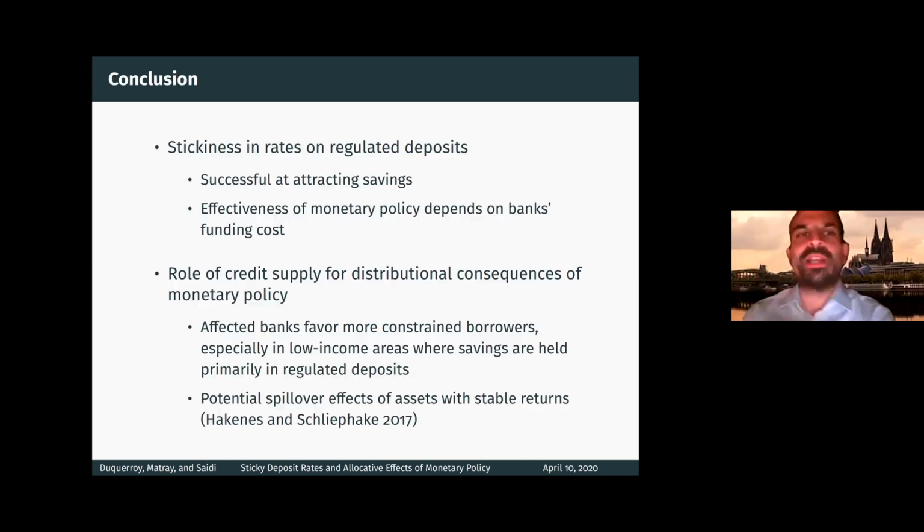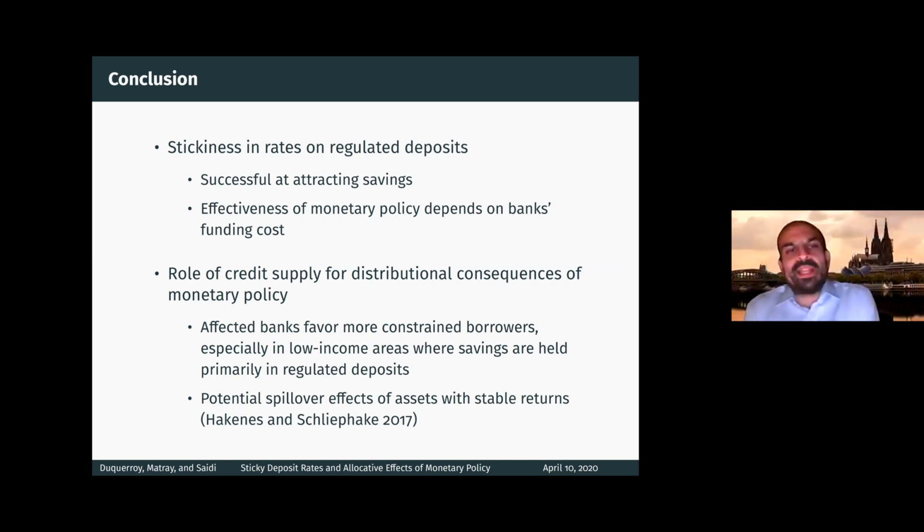Let me conclude by telling you again that the starting point here was the existence of these regulated deposits that have been wildly successful at attracting savings in France. We used the feature that the rates on these regulated deposits are sticky to show that banks' funding cost matters for the effectiveness and the transmission of monetary policy.